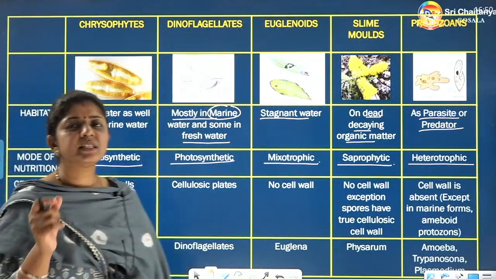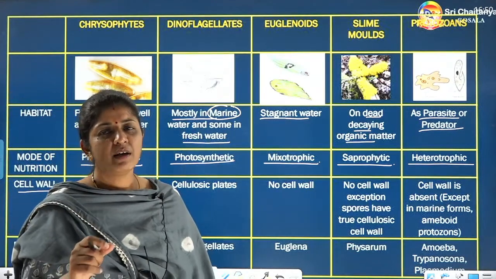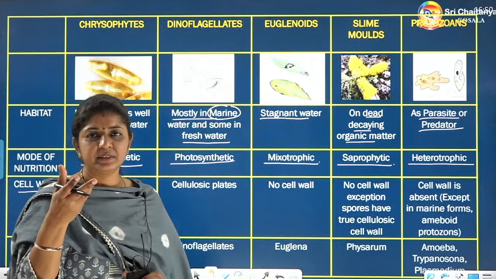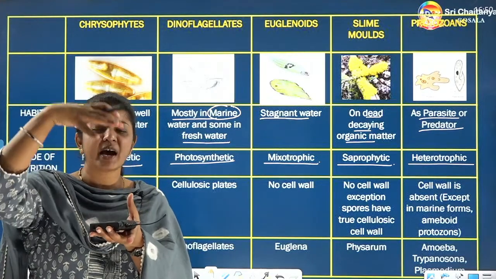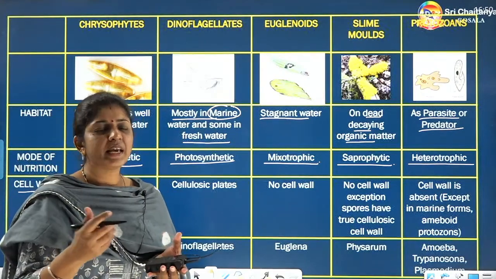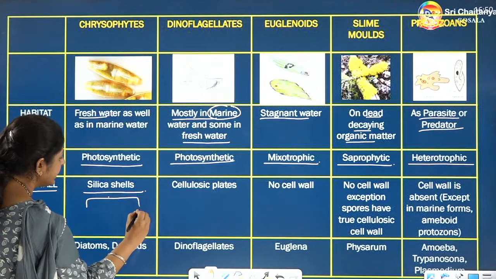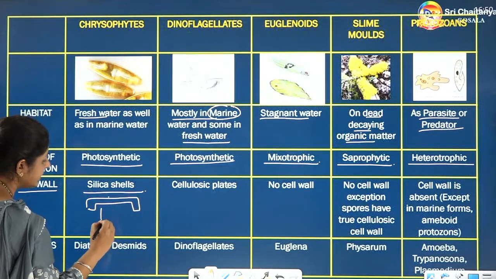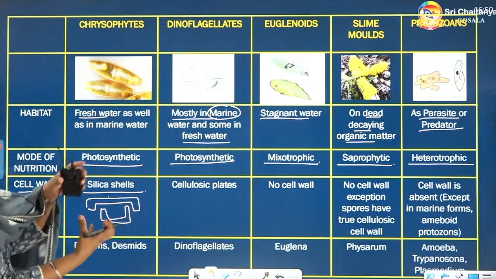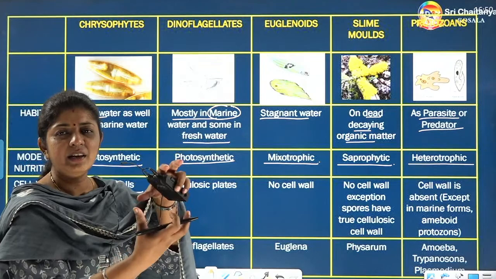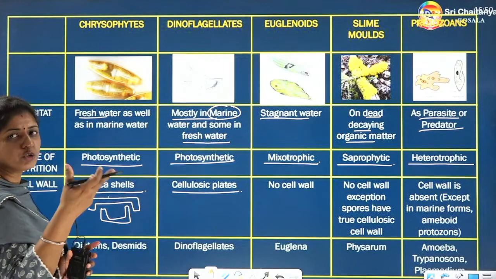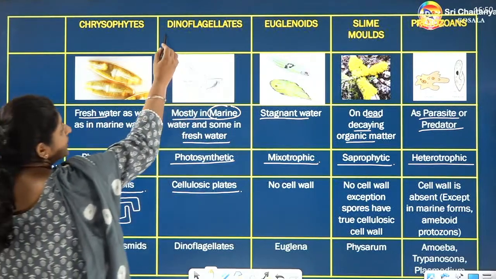I said some protistans have a cell wall. Which type of cell wall will be there in chrysophytes? They have silica shells. It is like a soap case: one upper shell is fitted on the lower shell, and the upper shell encloses the lower shell. The cell is inside, and the silica shells attach to each other to protect it. Then cellulosic plates are found around what?